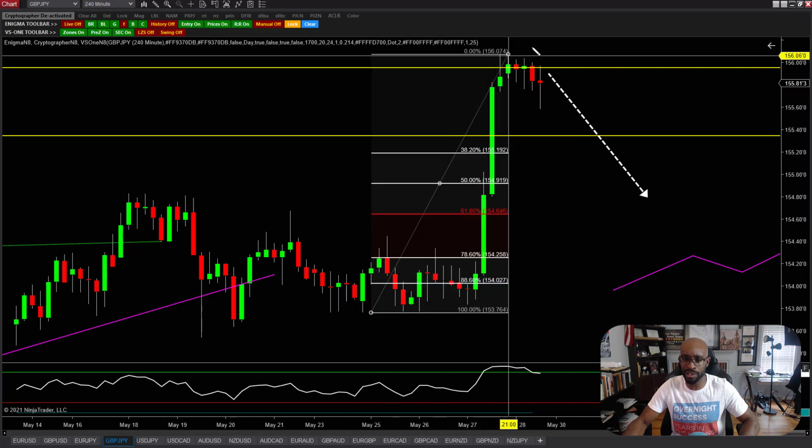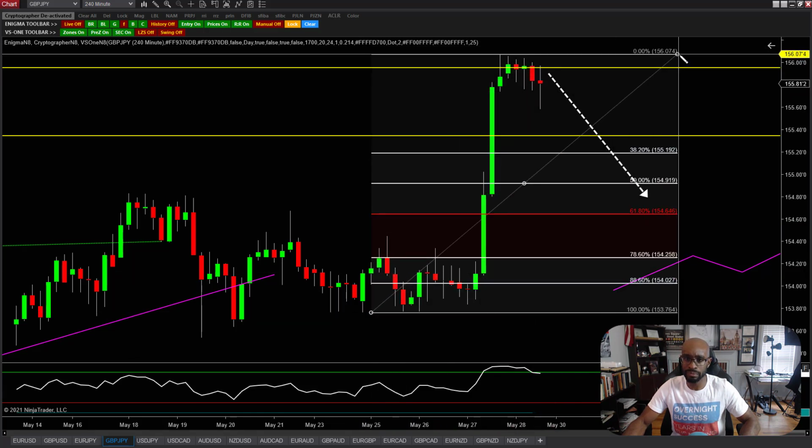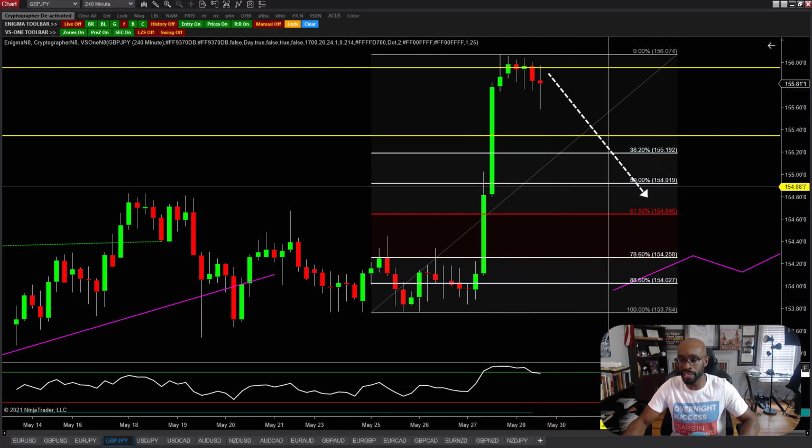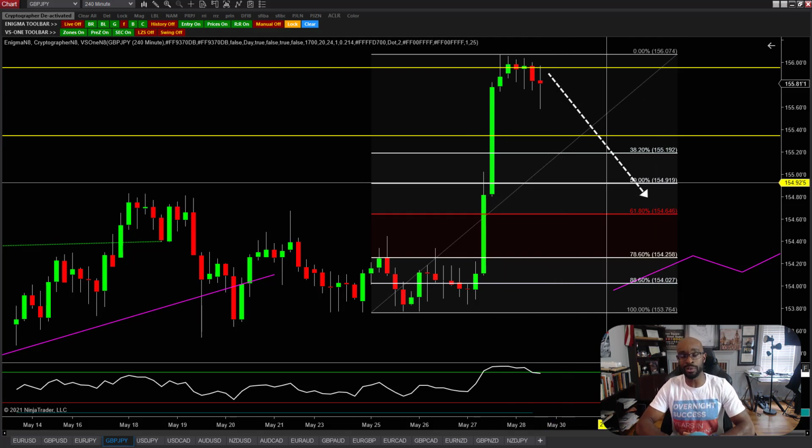If I just eyeball this, right at that level of structure. Yep, right around there, actually 50% in 618. So right around a Fibonacci level as well for some confluence.